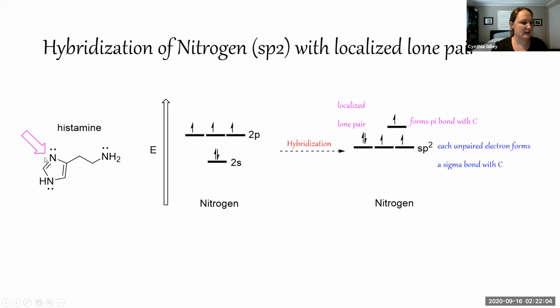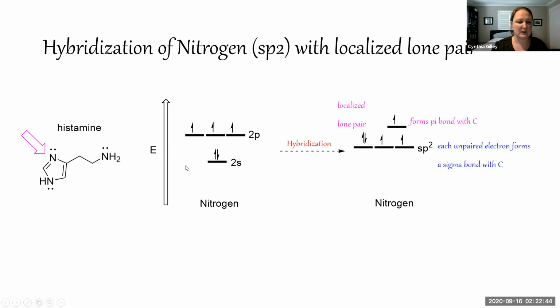Okay, let's look at this nitrogen in histamine. It looks a little bit different than the one that we previously looked at. How many sigma bonds does it have? It has 1, 2. So this one only has 2 sigma bonds, and 1 lone pair. This lone pair is actually localized. So we would expect it in a hybridized orbital. Because it's localized, it counts towards the steric number. So 1 for the lone pair, 2 for the 2 sigma bonds. So we're expecting sp2 hybridization because of the steric number of 3.